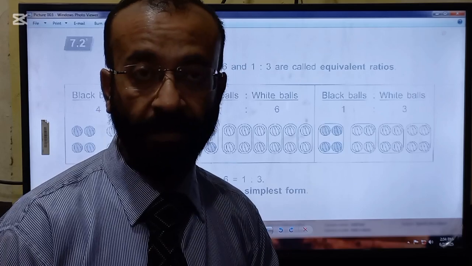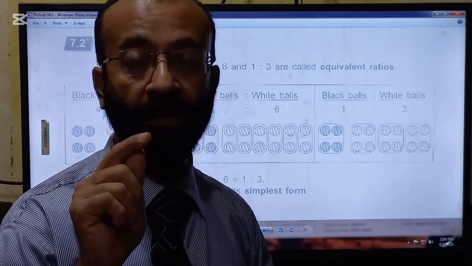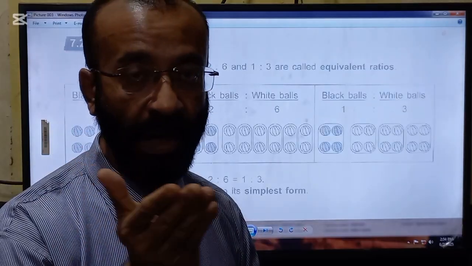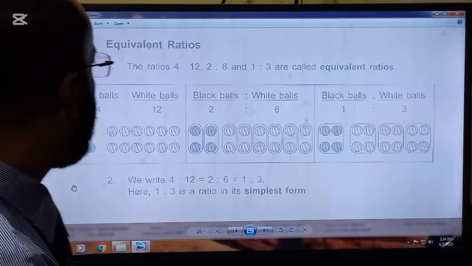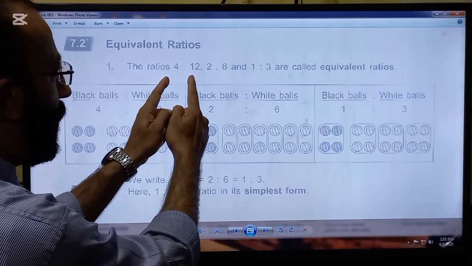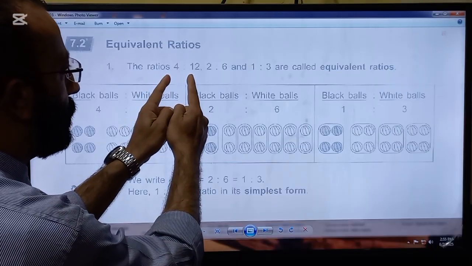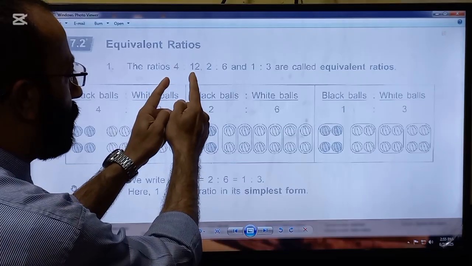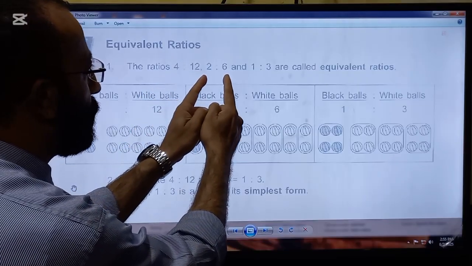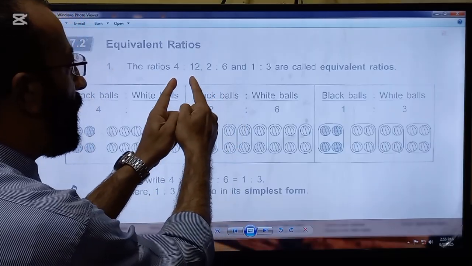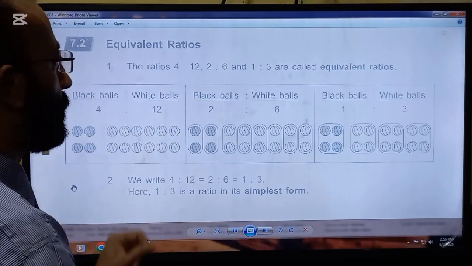So remember, equivalent ratios can be obtained by multiplying with the same number or dividing by the same number. So look at the first ratio, that is 4 to 12. If we divide this ratio by the same number 2, so 2 2s are 4 and 2 6s are 12, so 2 ratio 6 will be the new ratio. That is actually equivalent ratio to this ratio.